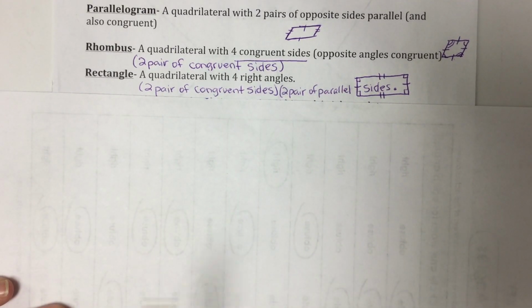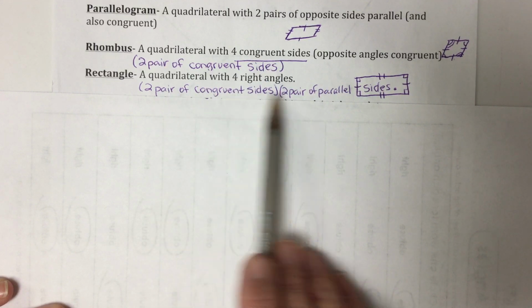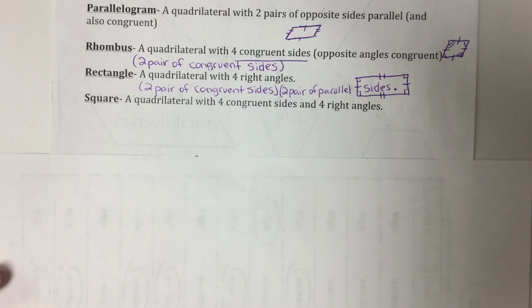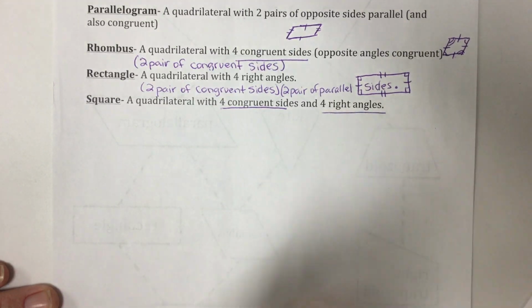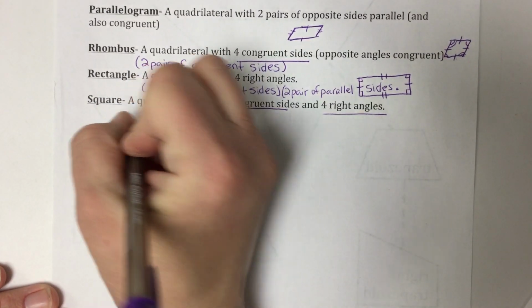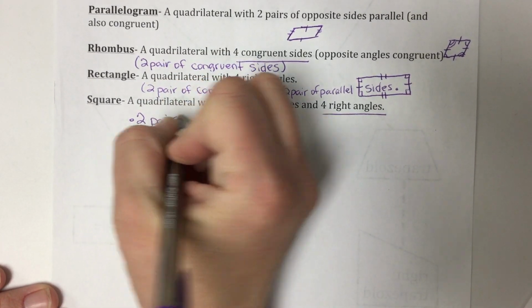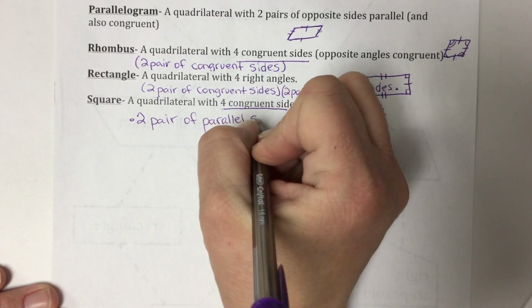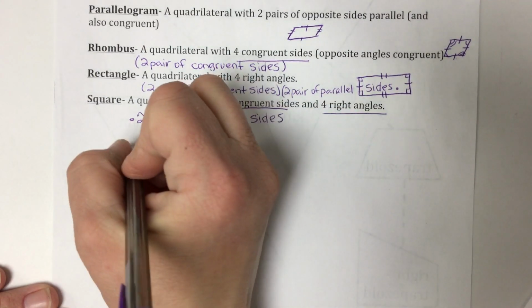And guys, you already have this in your notes. Just make sure you're adding to it. A rectangle is a quadrilateral with 4 right angles. It has 2 pair of congruent sides, 2 pair of parallel sides. A square is a quadrilateral with 4 congruent sides and 4 right angles. So let's think about that. 4 right angles. It also has 2 pair of parallel sides. And then it says 4 congruent sides.